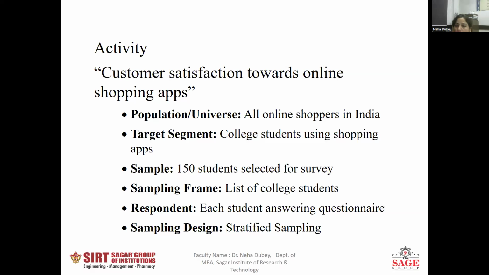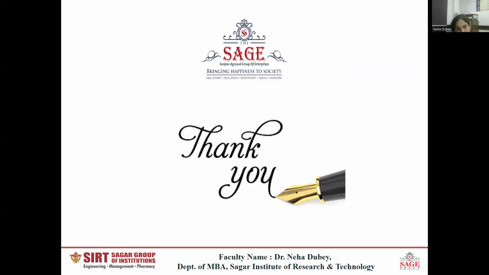The population, the universe: all online shoppers in India. The target segment: the college students using the shopping apps. The sample: 150 students selected for the survey, whom I am going to ask the questions. Sampling frame: the list of college students, the 150 students, not from only a single college, but from various colleges. Respondents: each student answering the questionnaire, who are giving the answers to your questionnaire or filling it. The sampling design is stratified sampling.